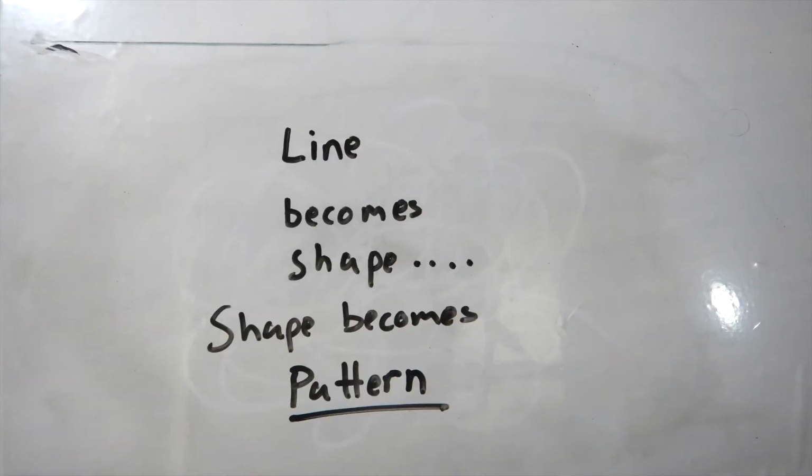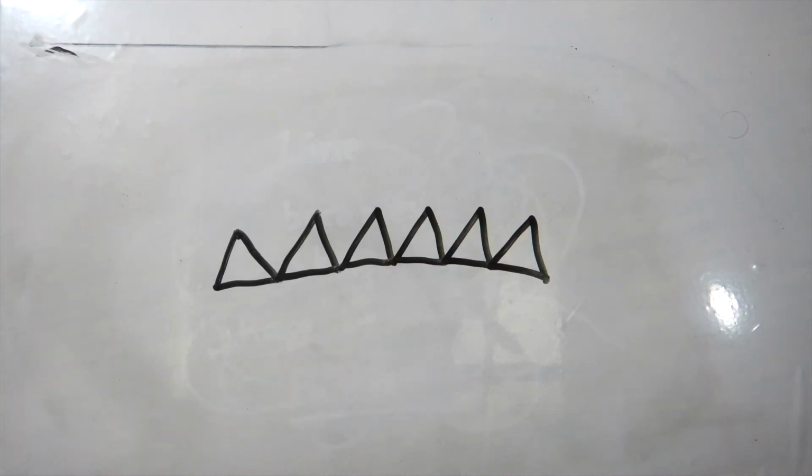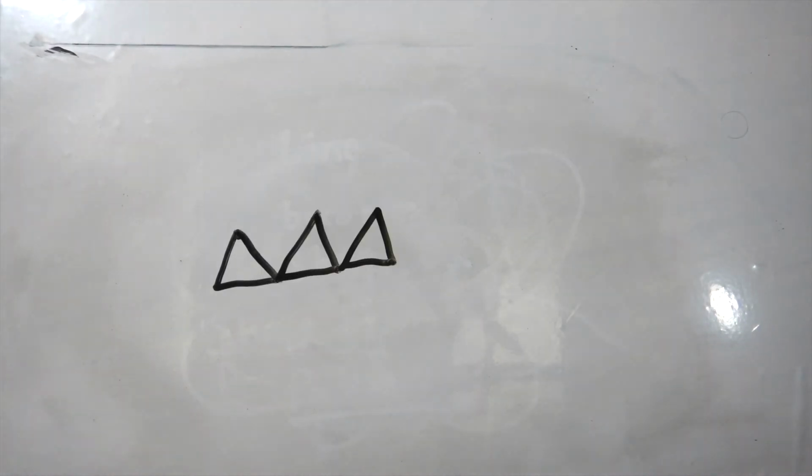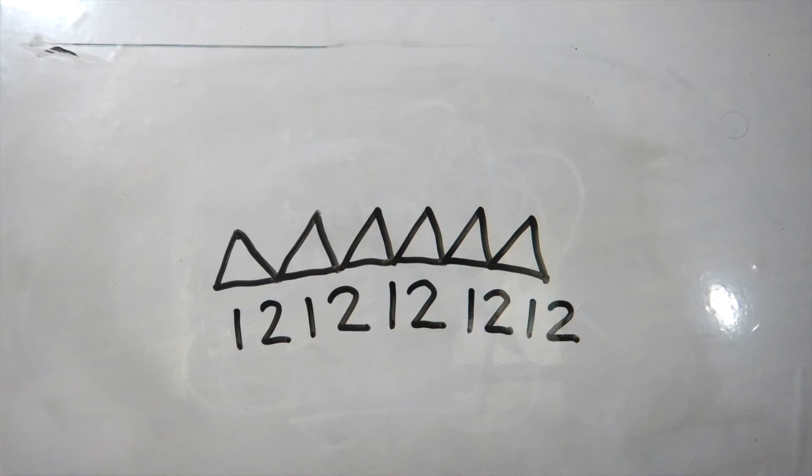All right, so lines become shapes, and shapes become pattern. If I put shapes together, it creates a pattern. Anything can be a pattern so long as it repeats. And I'm going to say that again. Anything can be a pattern so long as it repeats.